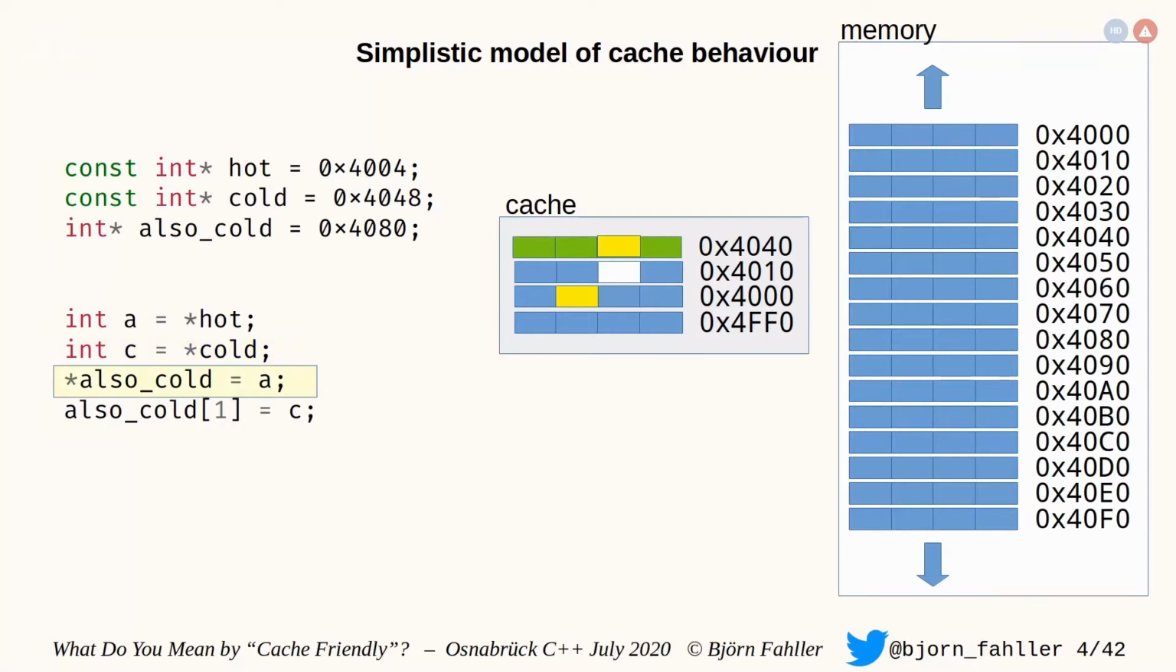And now we may want to write to an address that is pointed to via this pointer, also called it at 4080. 4080 is not in the cache, so it must select something to evict.